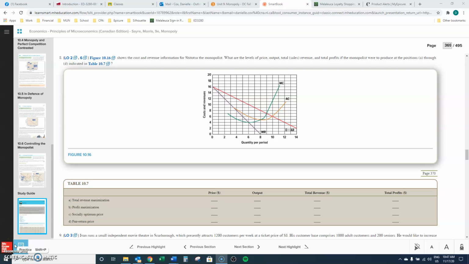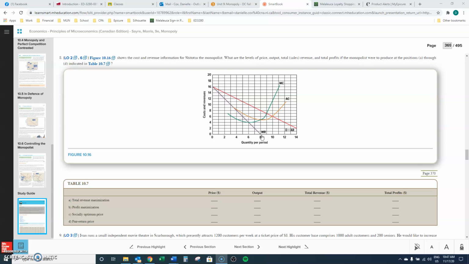Okay, taking a look at question number 8. So this figure shows the cost and revenue information for a monopolist, and we are to fill out this chart to find the price, output, revenue, and profits at each one of these points. So for total revenue maximization, that is going to be where your marginal revenue is 0.